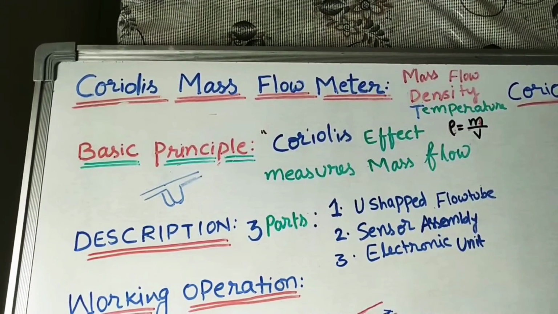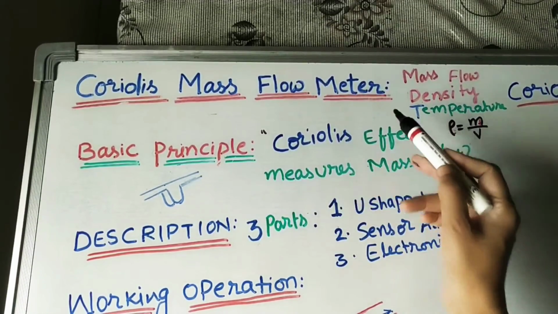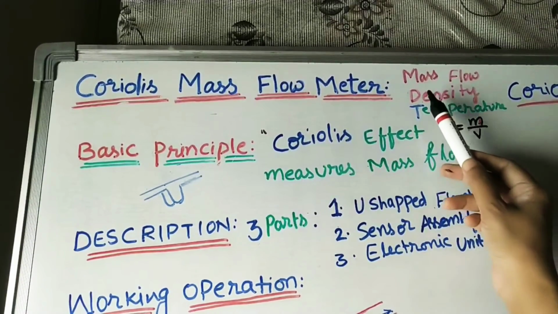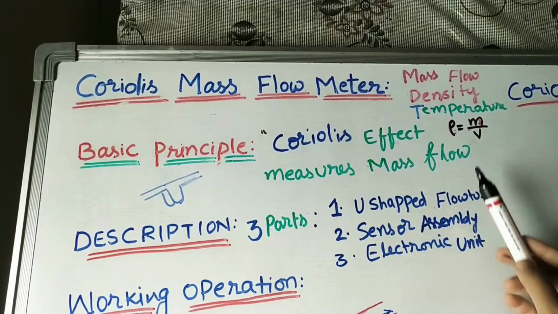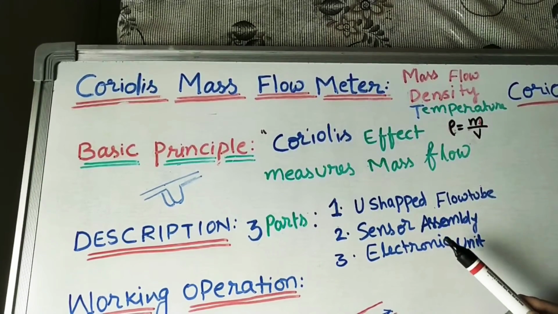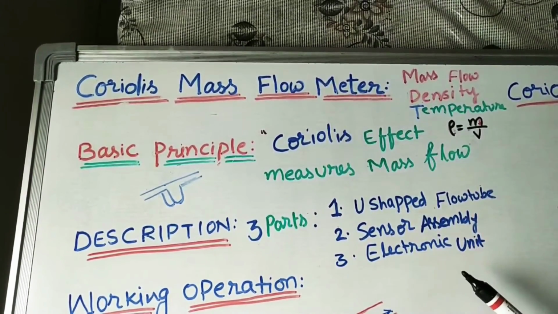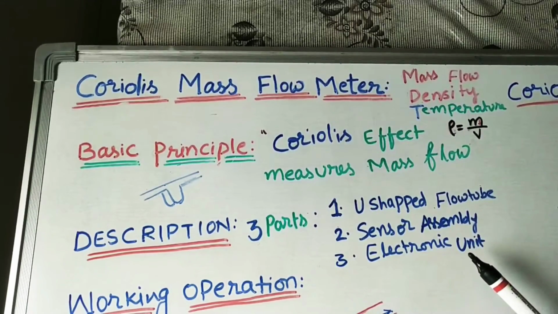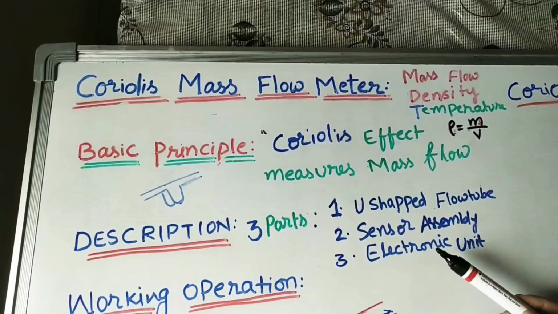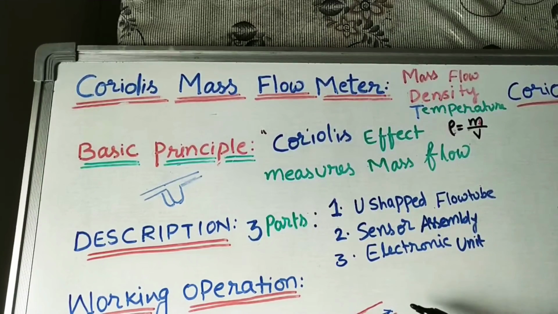Let us discuss the Coriolis mass flow meter. By using this flow meter, we can find the mass of the flowing fluid, or the density of the flowing fluid, or the temperature of the fluid also. If we know the mass and density values, we can find the volume of the fluid also, how much volume is flowing in the given pipe.